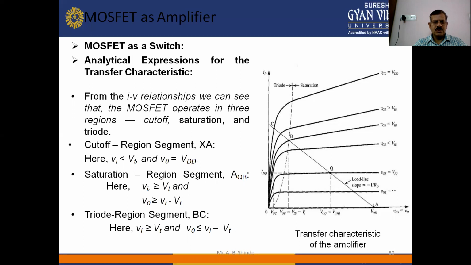And next, saturation region. The region segment is AQB. Here Vi is greater than Vt and V naught is greater than Vi minus Vt. So triode region, segment BC. Here Vi is greater than Vt and V naught is less than Vi minus Vt.